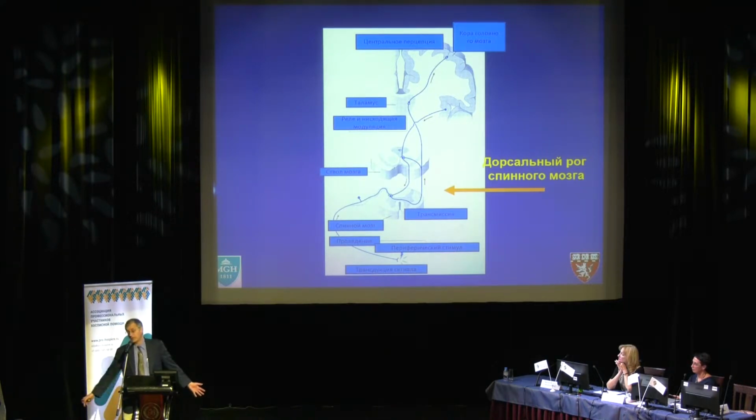So there's a lot of interest in figuring out how to activate that descending pathway and block the stimuli at the level of the dorsal horn, and find a medication that can do that without causing a lot of side effects.